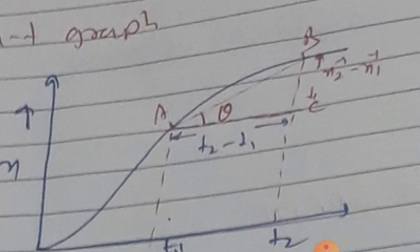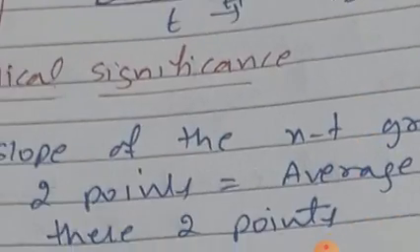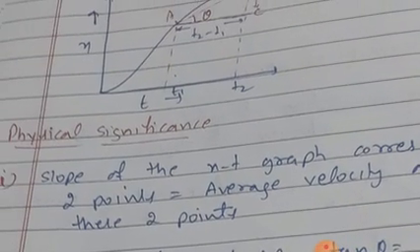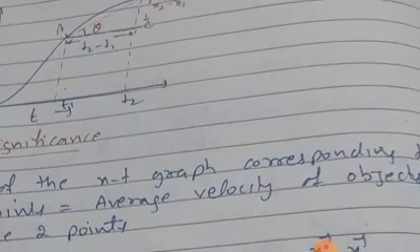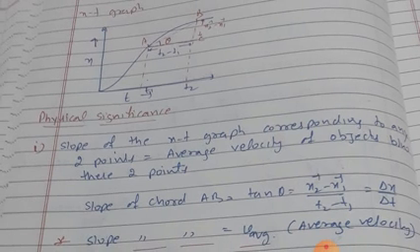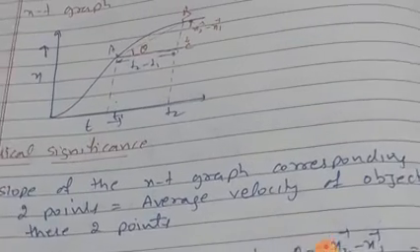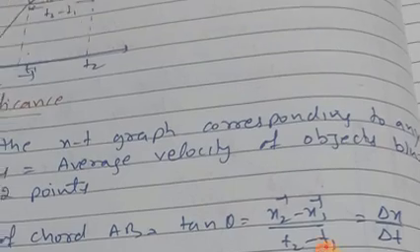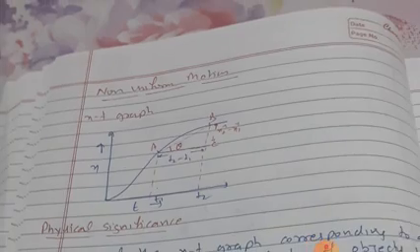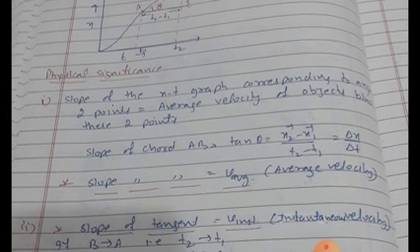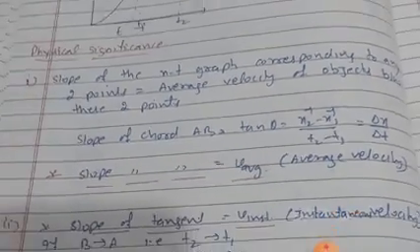It is called a chord. We say that the slope of the xt graph corresponding to any 2 points is equal to the average velocity of the object between these 2 points. See here, the slope of chord AB means tangent theta. Tangent theta is BC upon AC, and BC is x2 minus x1 and AC is T2 minus T1. So x2 minus x1 is written as delta x, T2 minus T1 is written as delta T, and this is the relation for average velocity. So we can say that the slope of the chord is equal to the average velocity.